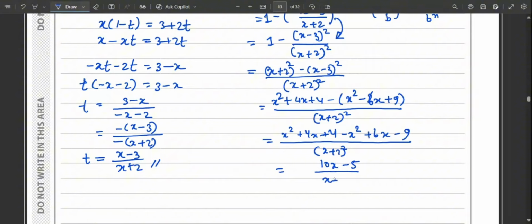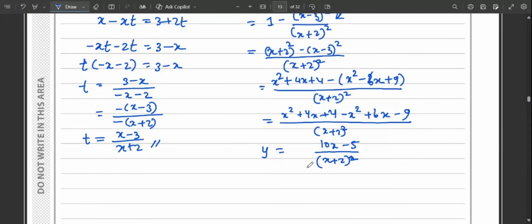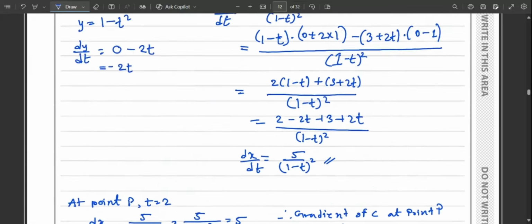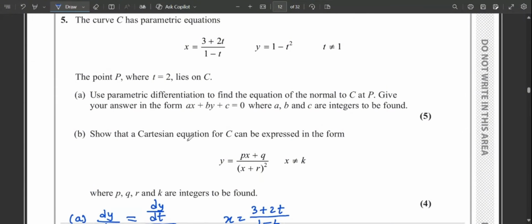So this is our simplified equation for y. We can see that in this equation there is only y and only x. So this is our Cartesian expression that links only y and x together. From this we can see that we can easily find out the values for p, q, r, and k.